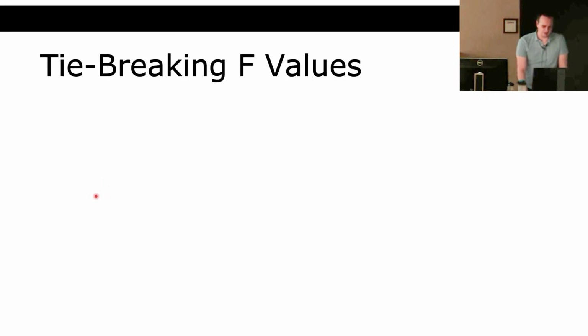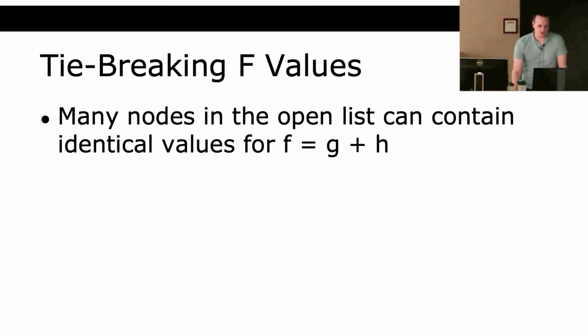Next, tie-breaking F values. Many nodes in the open list contain identical values for F equal G plus H.